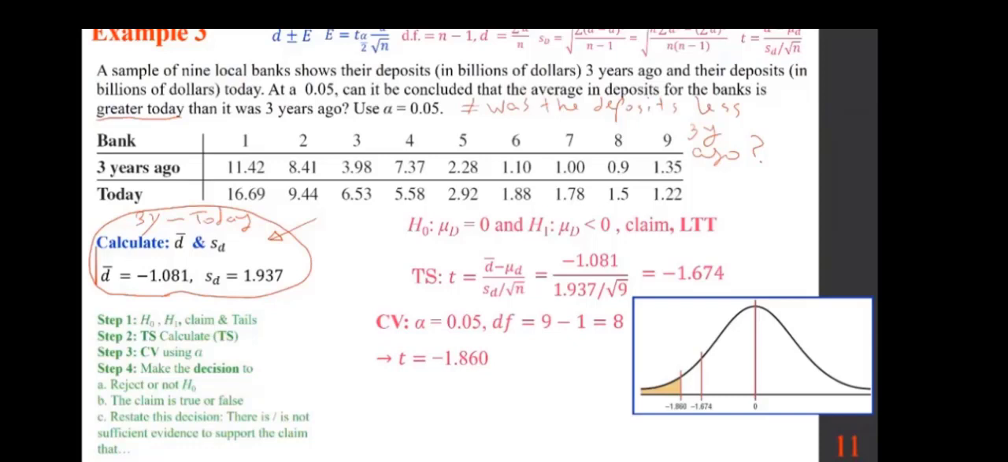And you compare, as you can see, negative 1.674 is way into the non-rejection region. Do not reject H0. So there is not sufficient evidence to support the claim. There is not enough evidence to show that the deposits have increased over the last 3 years.